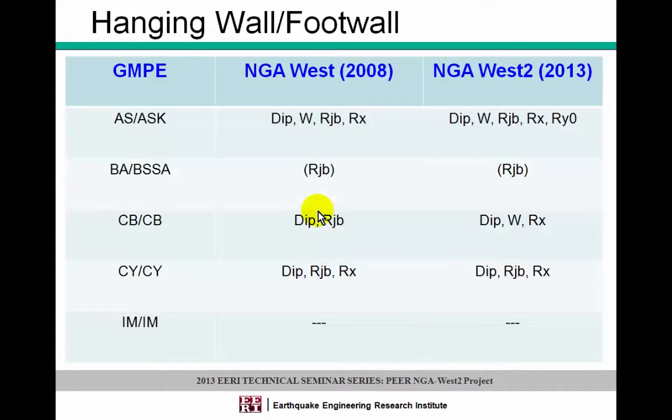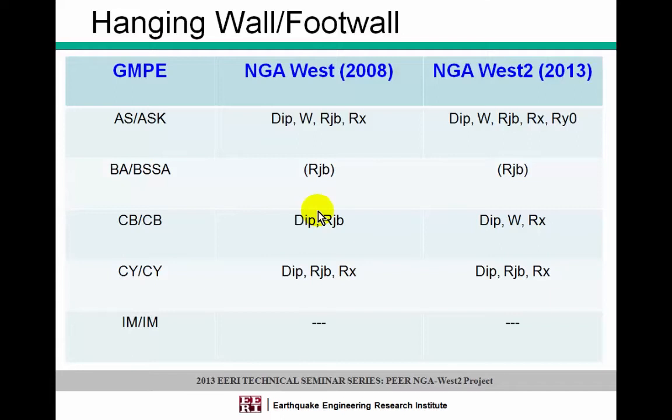The next important feature that's obviously very critical for Diablo Canyon, and would not necessarily be applicable to all sites, is this whole hanging wall issue. So it's how do we model the hanging wall sites and ground motions associated with that. This is just a similar summary plot showing the way the parameterization was handled in the old 2008 models and the new NGA-West2 models.